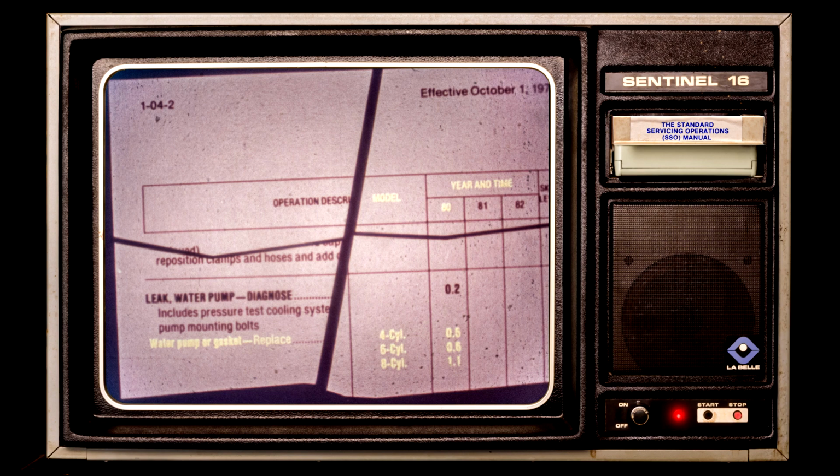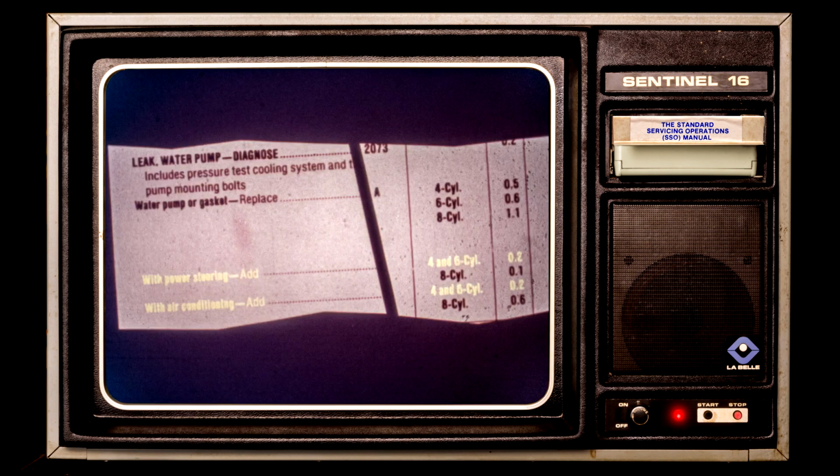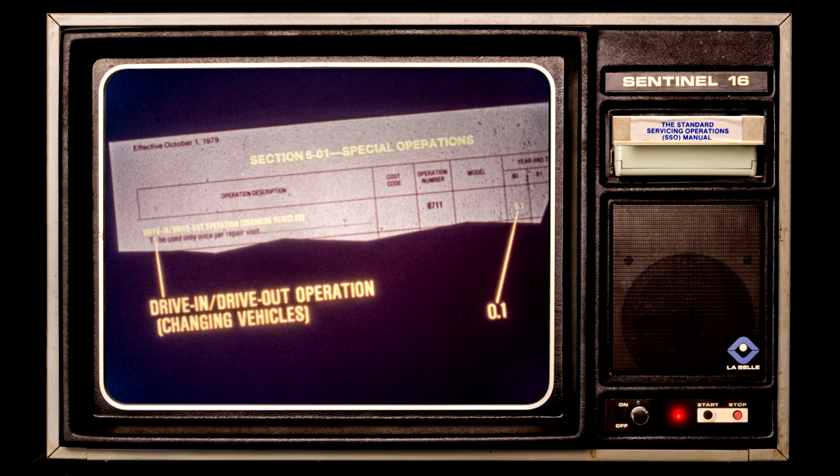Our example is a 1980 four-cylinder vehicle, so the allowed time is 5/10 of an hour. As you can see, time allowances for 6- and 8-cylinder vehicles are longer. If our vehicle was equipped with power steering or air conditioning, additional time would be allowed. Actually, we would probably have some additional time allowed on our water pump job.